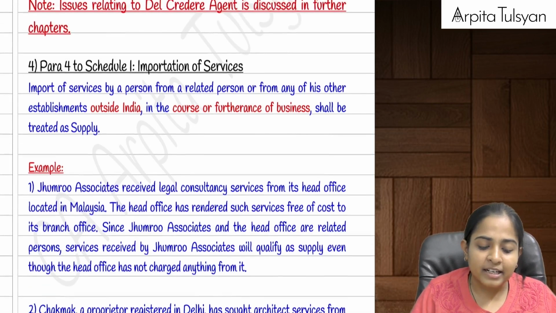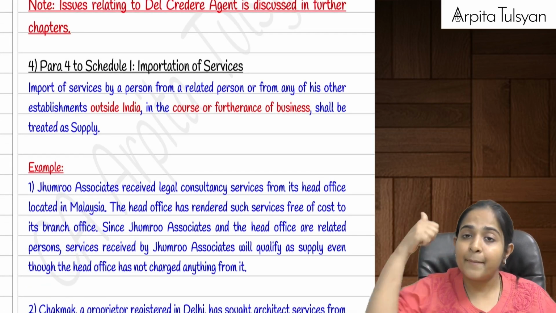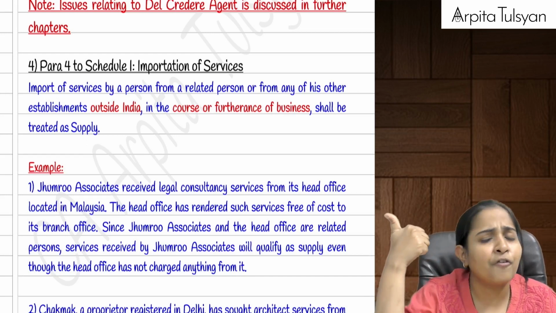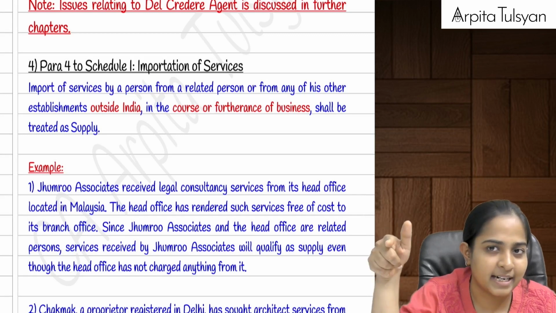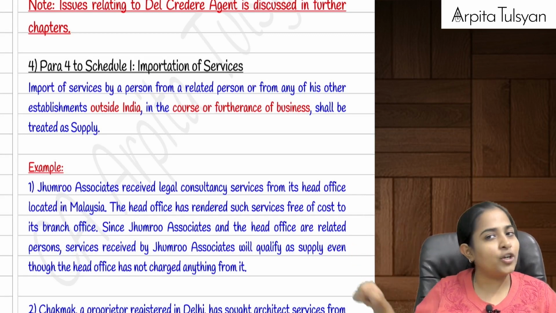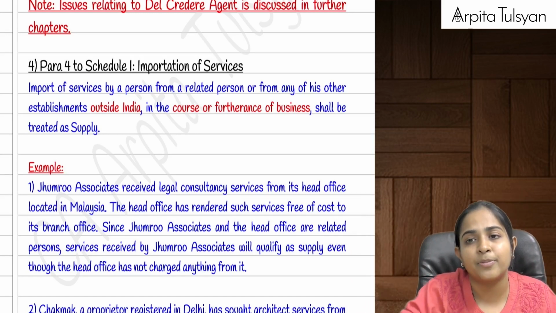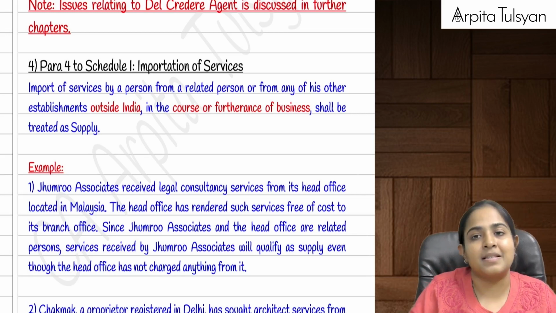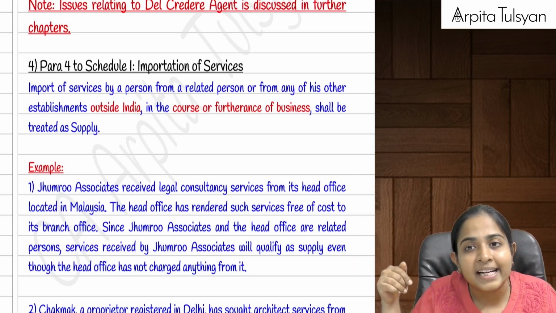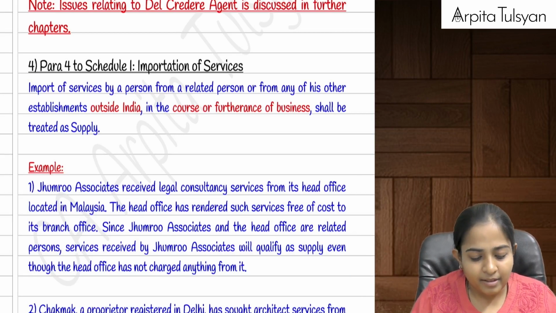So ma'am, what's the difference? There also it was considered as a supply, here also it is considered as a supply. Arey baba, there it was with consideration. There it was with consideration for any particular purpose, then it was considered as a supply. Here, you are importing some services for which you are not paying any consideration, but it is imported from a related person or your other establishment from outside India, then too it will be considered as a deemed supply. If I am importing it from any unrelated person for zero consideration, then it is not a supply. Are you clear with this?